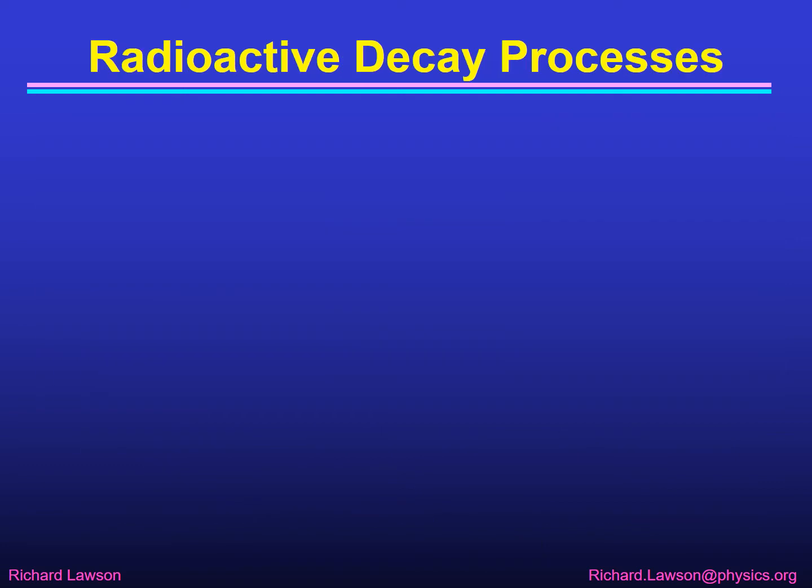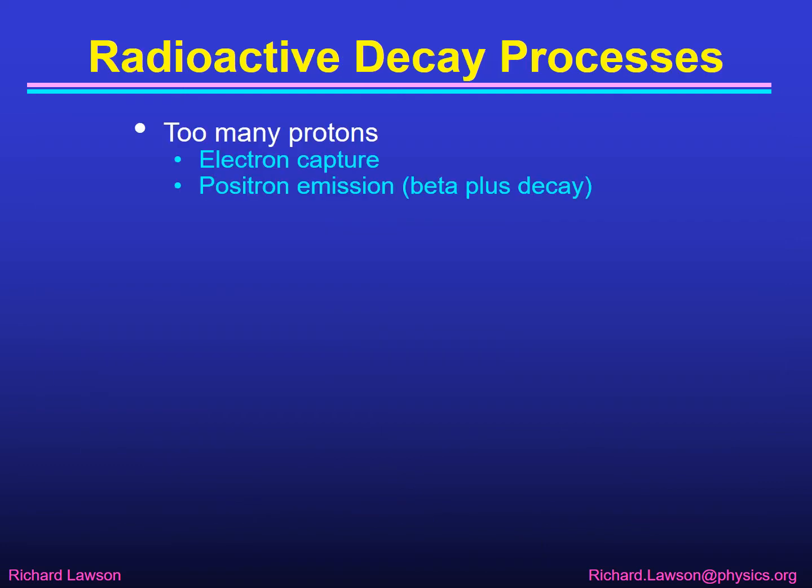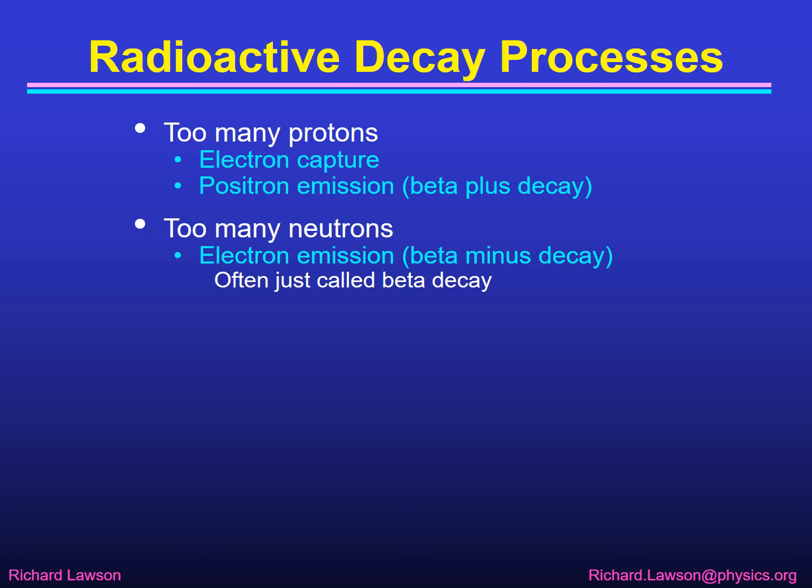So I'm going to describe a few different radioactive decay processes. I'm going to describe what happens if we have too many protons, in which case we can have electron capture or positron emission, which is also known as beta plus decay. If we have too many neutrons, we can have electron emission, which is technically known as beta minus decay. Often it's just called beta decay because the original form of beta decay was beta minus. So if we say beta decay, we generally mean beta minus decay. Beta plus decay is often just referred to as positron emission.